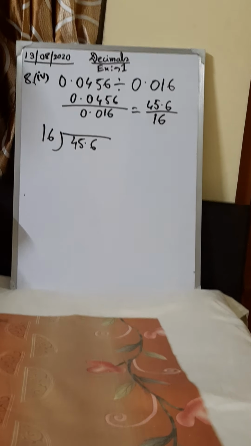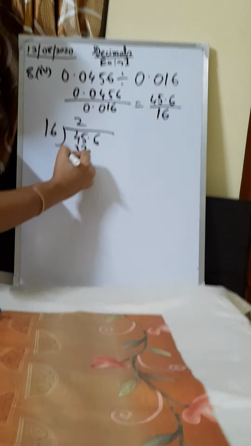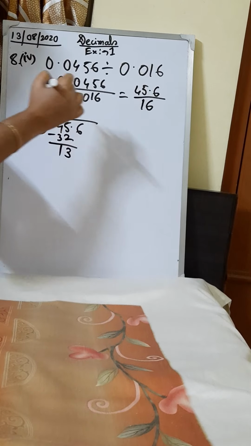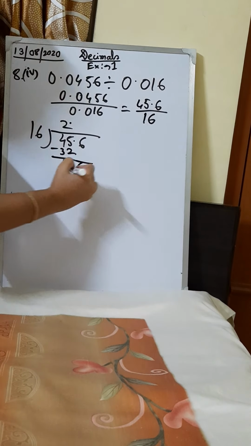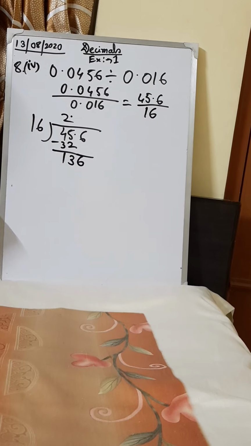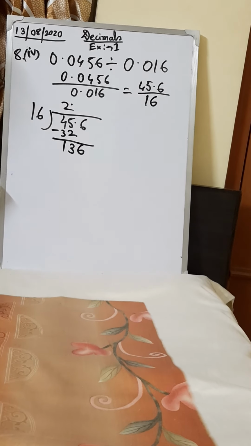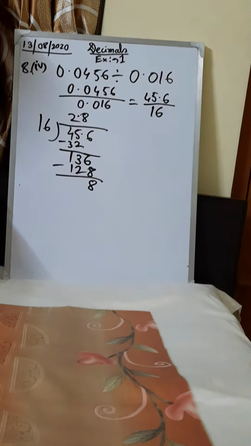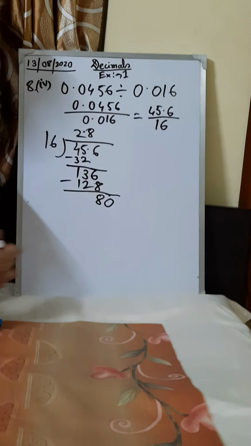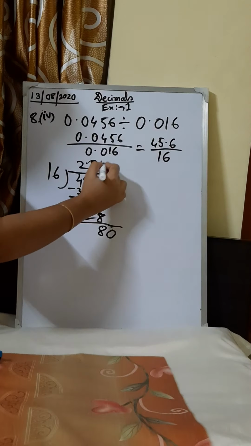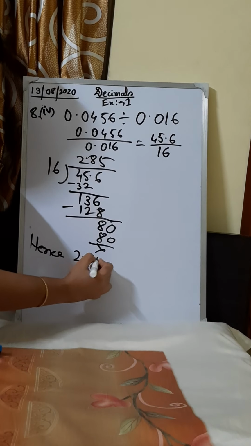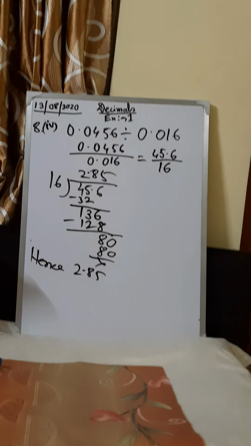So 16 2s are 32. Now 45 minus 32 is 13. The decimal point goes here. Now 6 will come down. Now 136. So 16 8s are 128. Now 136 minus 128, you get 8. So for this decimal you put a 0 over here, and 16 5s are 80. So your required answer is 2.85. Right? So this is your required answer.